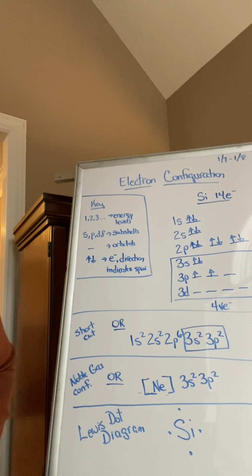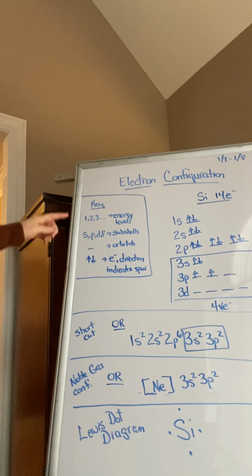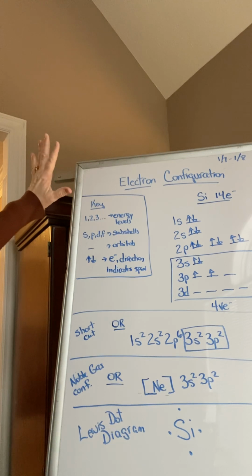So, as a reminder, electron configuration just tells you where the electrons are in relationship to the nucleus of the atoms. So, here's our key. I've done silicon for you, the electron configuration of that. We're going to go through and look at that individually.